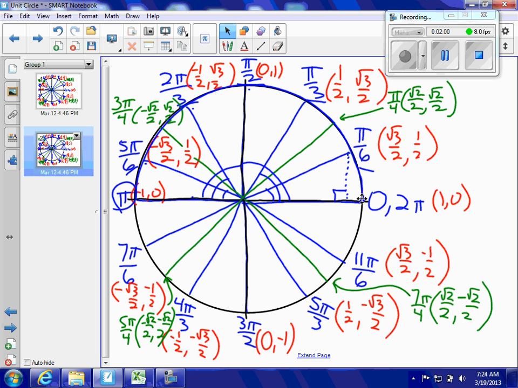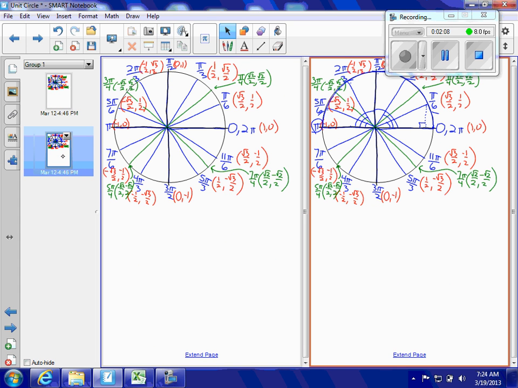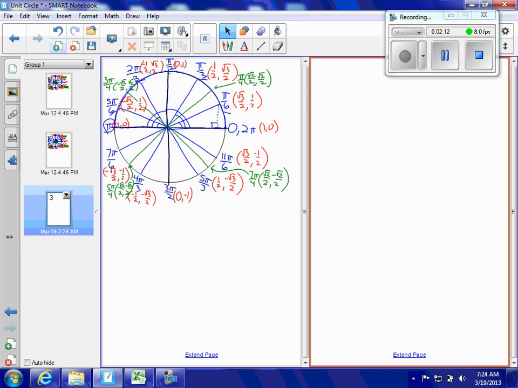So the first thing I'm going to do is answer the questions for problem number 4, and I'm going to split the screen here and see if we can take a look at it together. I know it's kind of tiny, but I think you'll do okay. So my first problem here is 5 pi over 6.